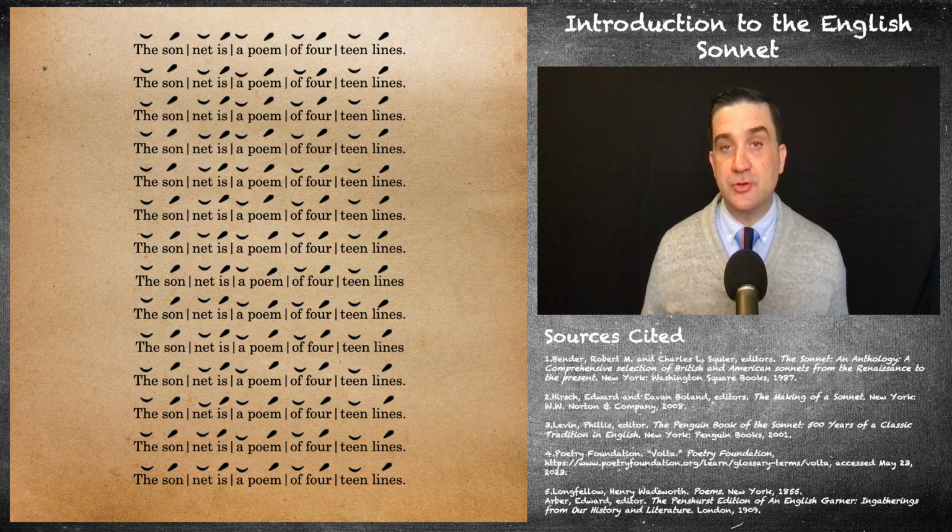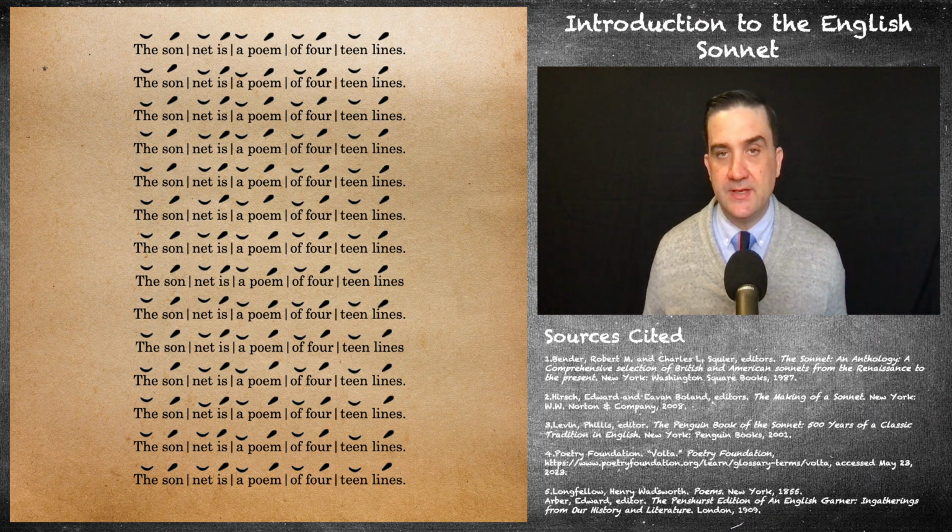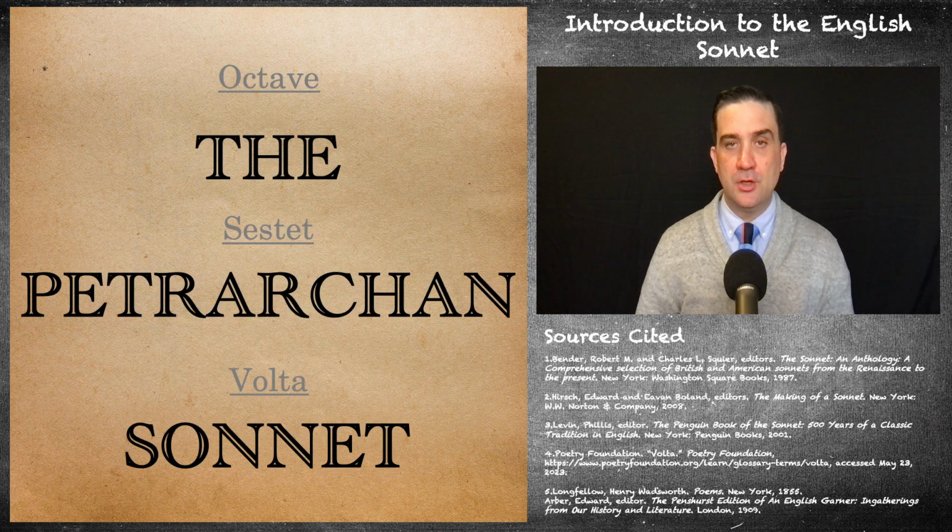So that's what the Petrarchan sonnet and the Shakespearean sonnet have in common. They're both 14 lines long, and generally speaking, they're written in iambic pentameter. Where the two forms differ are in their line breakdowns and their rhyme schemes. Let's take a closer look at both those forms. We'll start with the Italian or Petrarchan sonnet.